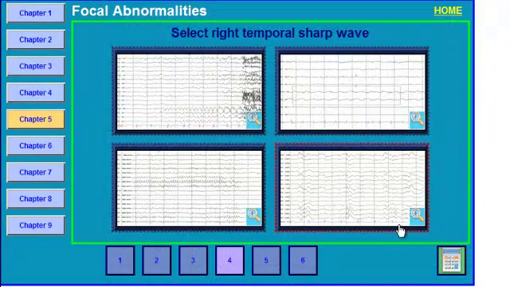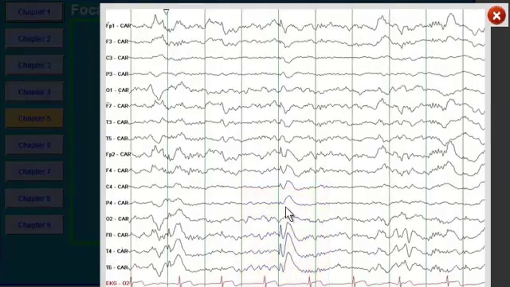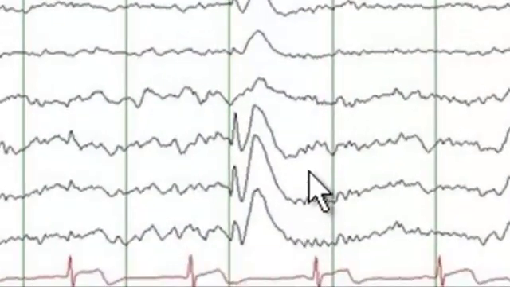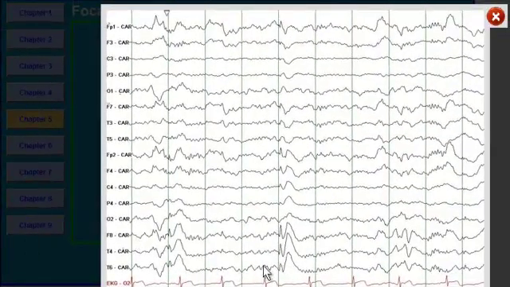Okay, what about this one? The striking feature is this sharp wave at F8, T4, and T6 with an aftercoming slow wave. These are not rhythmic, but this is a sharp wave followed by a slow wave with maximal amplitudes in the right temporal head region. So this EEG is suggestive of an increased risk of seizure onset from the right temporal head region.